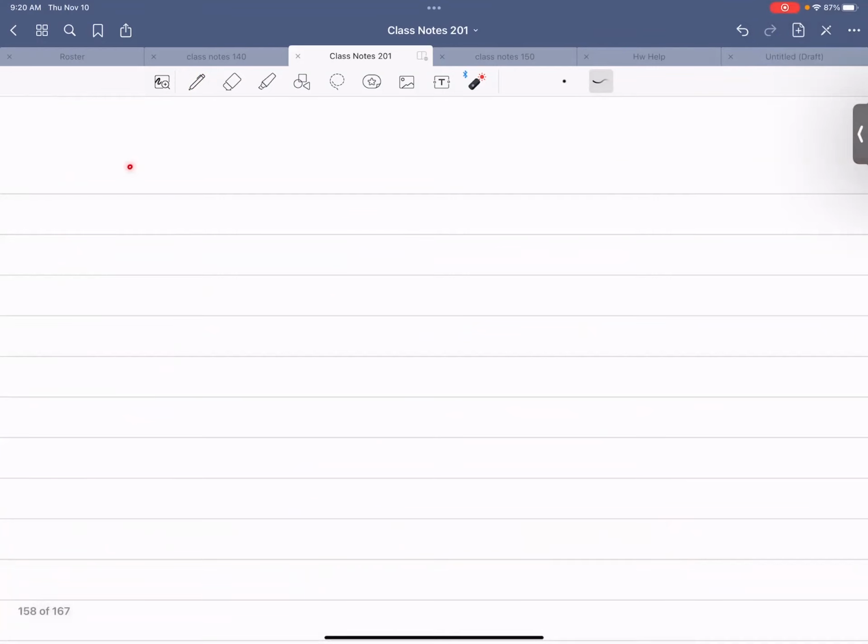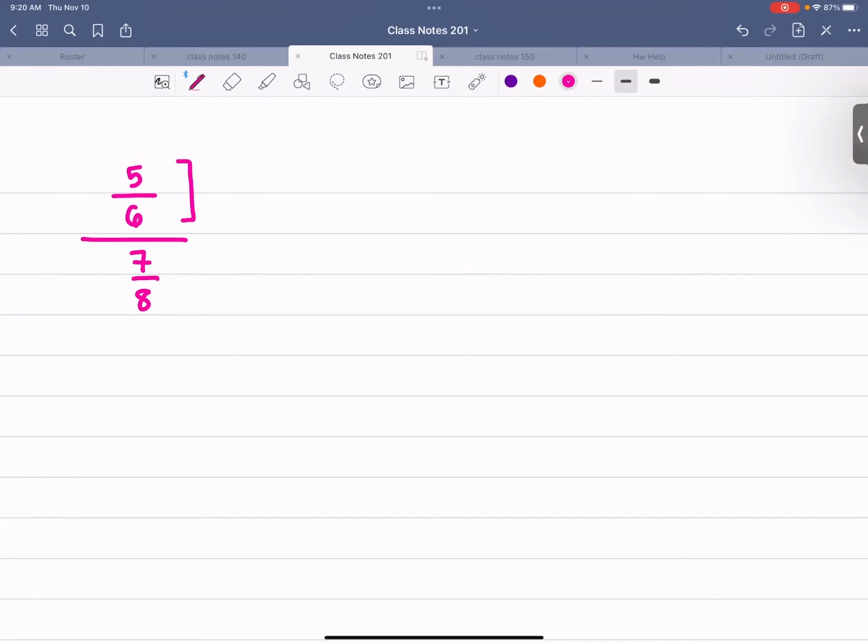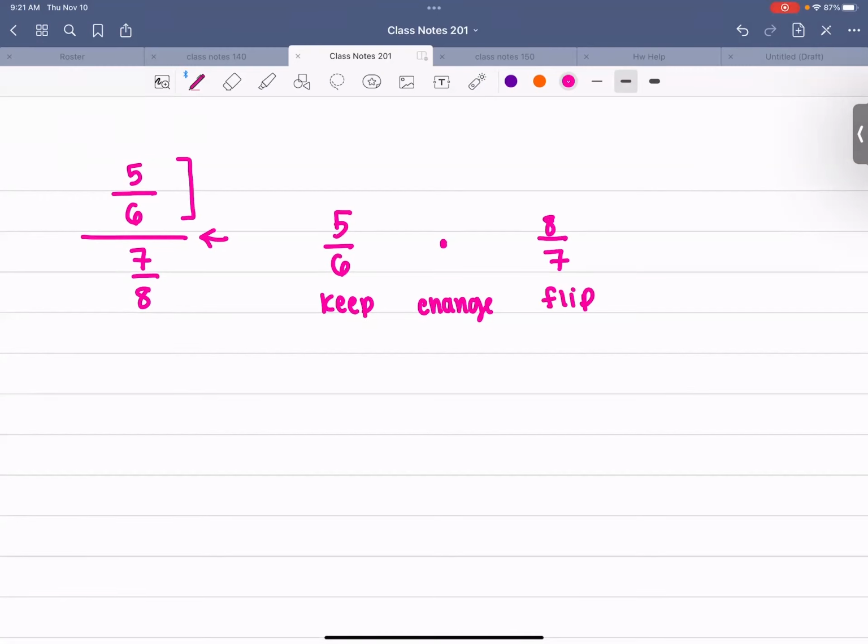Let's do this. What if we had, I don't know, 5/6 over 7/8? Okay, let's see how we can simplify this, okay? Whenever we see this, you always keep the first fraction, okay? So you're going to keep the 5/6, change the division sign to multiplication, okay? And then flip over the bottom fraction, so 8/7. Okay, this is kind of a standard procedure when you divide a fraction by a fraction. You're technically just multiplying by the reciprocal of the bottom, okay?